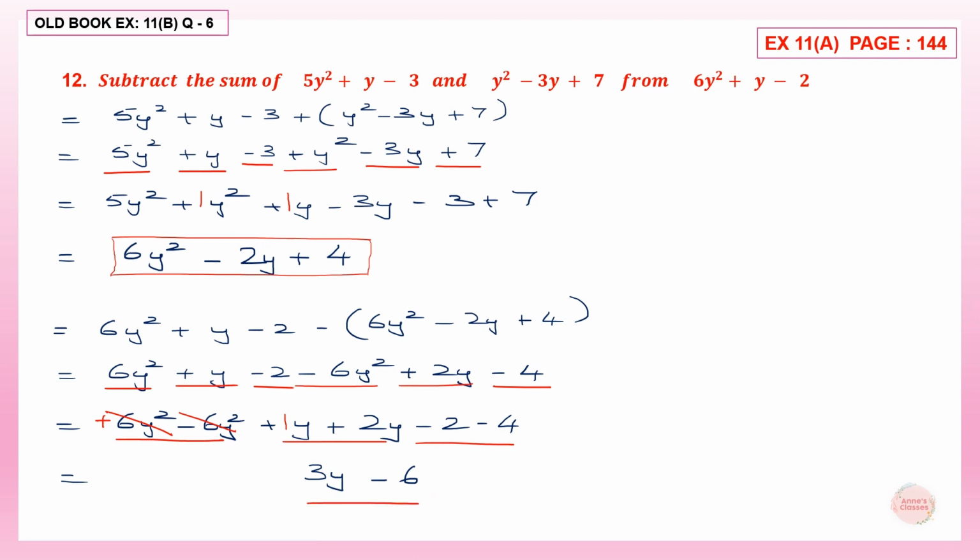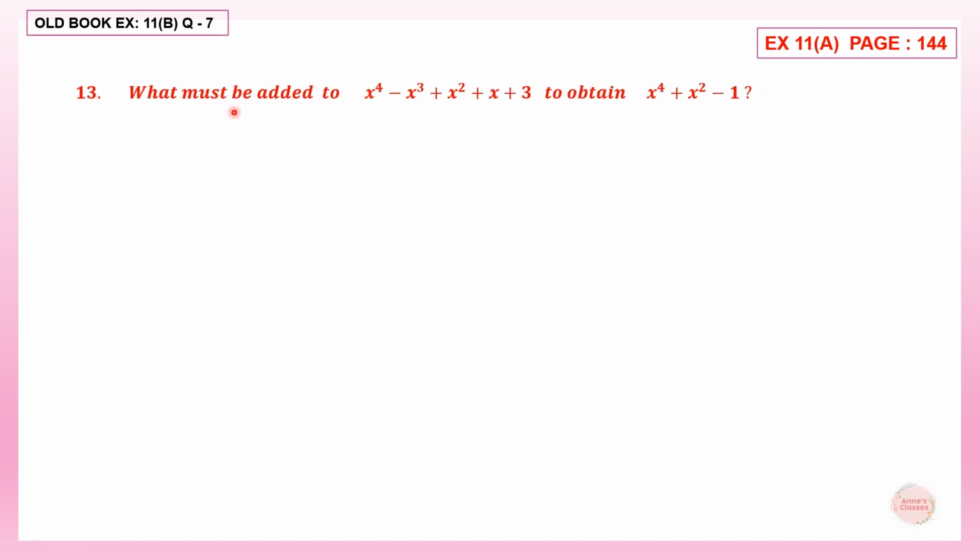So let's get our final answer underlined here. So this is it. 3y minus 6. What must be added to this polynomial to obtain this? Whenever you have questions like these, this one is a polynomial with many terms.